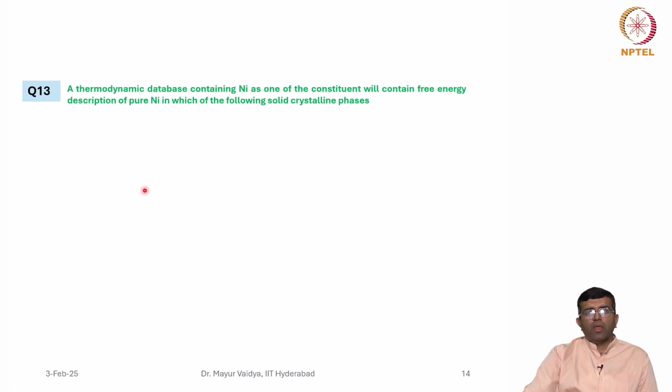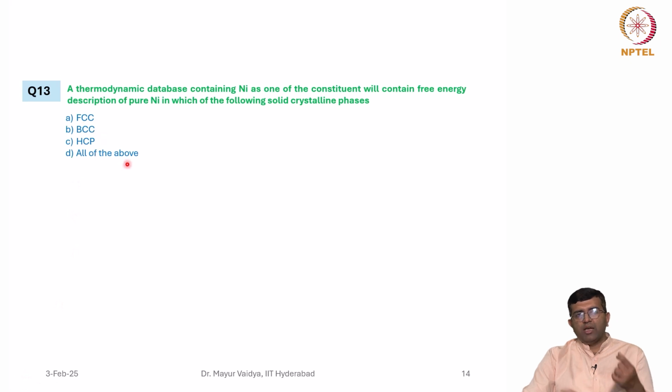Question 13. A thermodynamic database containing nickel as one of the constituents will contain a free energy description of pure nickel in which of the following solid crystalline phases? FCC, BCC, HCP or all of the above. Let me repeat the question again. Suppose there is a thermodynamic database which contains nickel as one of the constituents. This will contain a free energy description of pure nickel, of course, but in which of the following solid crystalline phases? Whether it will be FCC, BCC, HCP or all of the above.